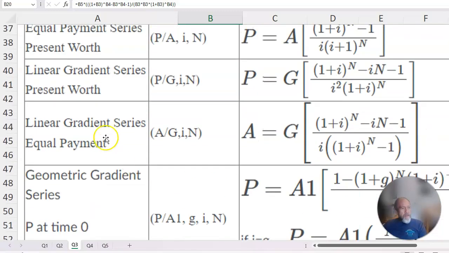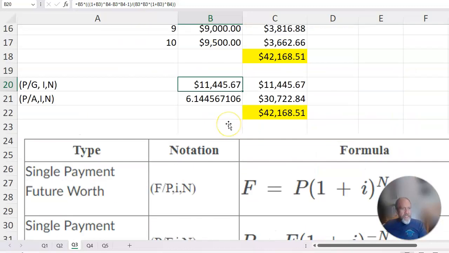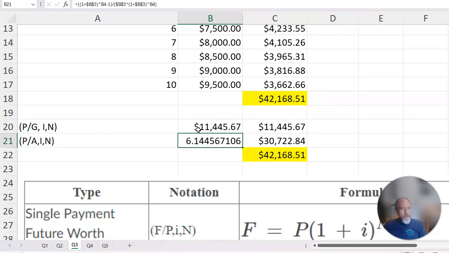Okay, linear gradient series. The worth of the gradient is this beautiful equation right here. Not really that hard. (I plus 1) to the n minus I times n minus 1, over I times quantity (I plus 1) to the n minus 1. Each of those factors, well, in this case, did I not calculate here? I actually just did the calculation straight up.